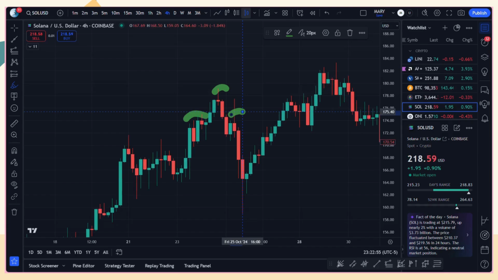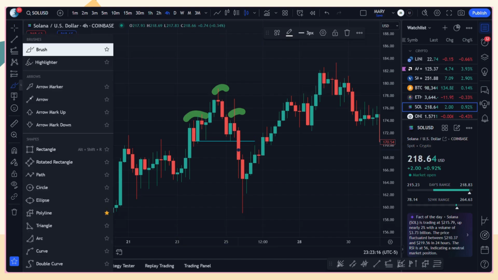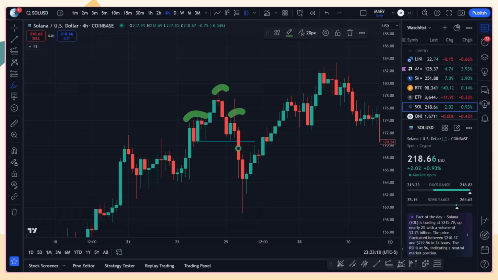And then we could draw a line graph. As you can see, it gives us a perfect picture of the head and shoulder using a line graph. And let's draw a neckline on the bottom of this head and shoulder. This is your neckline here.